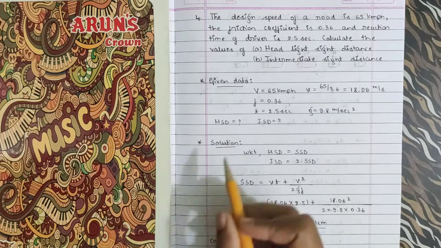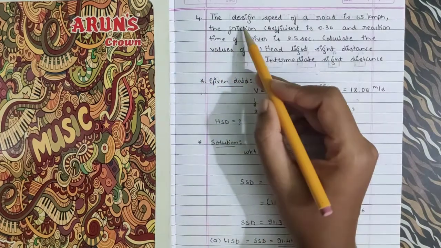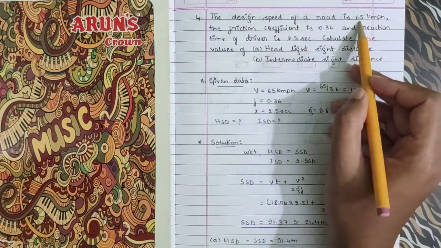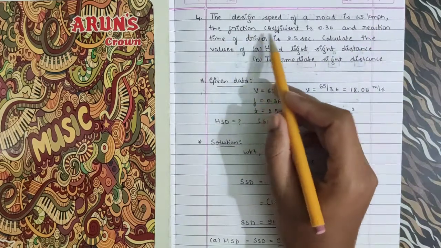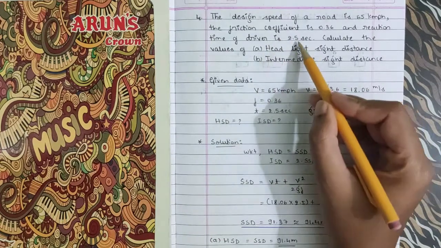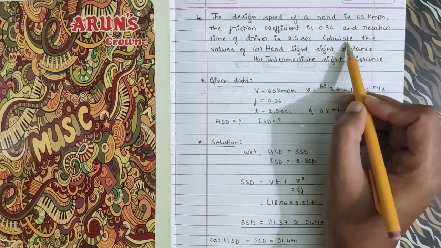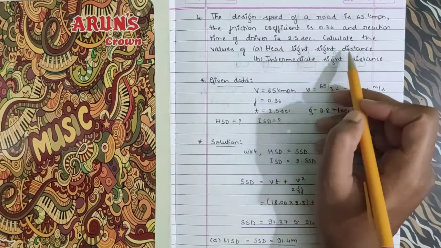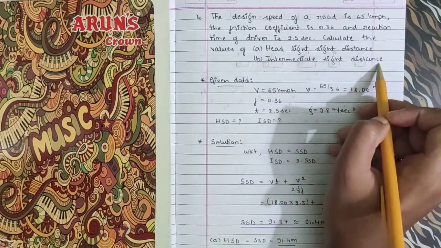Then the fourth numerical is something like this. The design speed of a road is 65 kmph. The friction coefficient is 0.36 and the reaction time of the driver is 2.5 seconds. Calculate the values of headlight sight distance and intermediate sight distance.